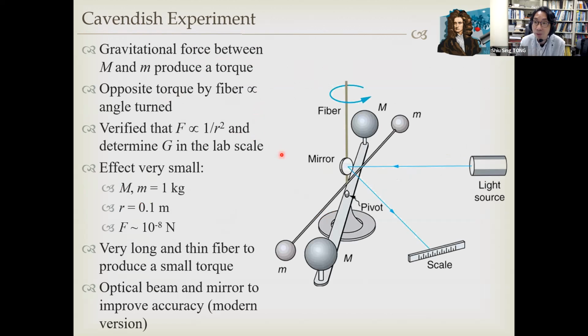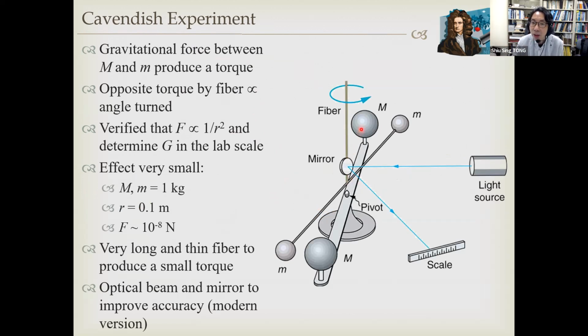If that is possible, then you can use the known value of G to determine the mass of the sun and the mass of the Earth by its gravitational effect on its surrounding body. Okay, so that is his idea. Now the experiment is ingenious.